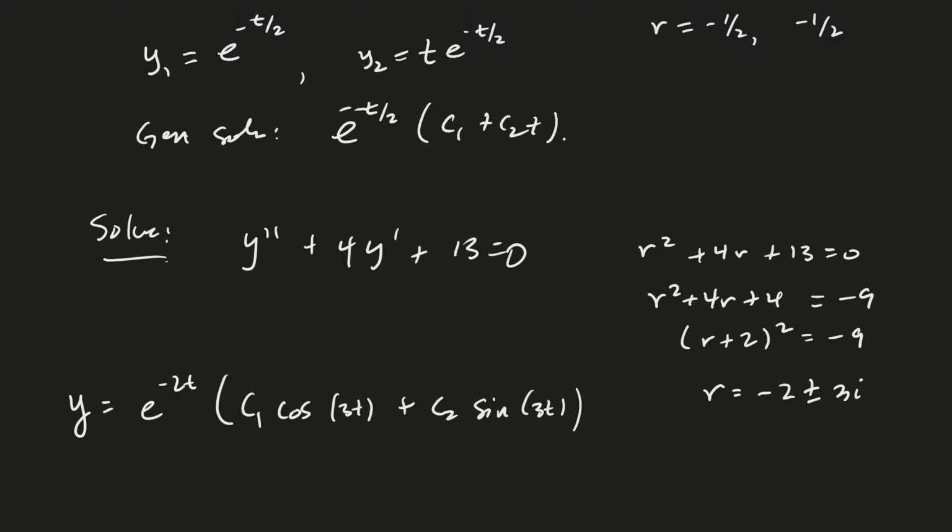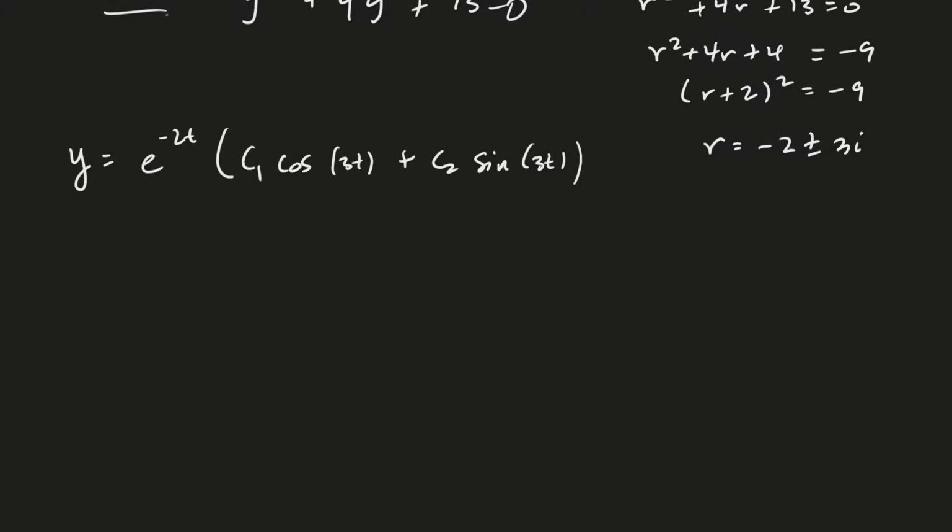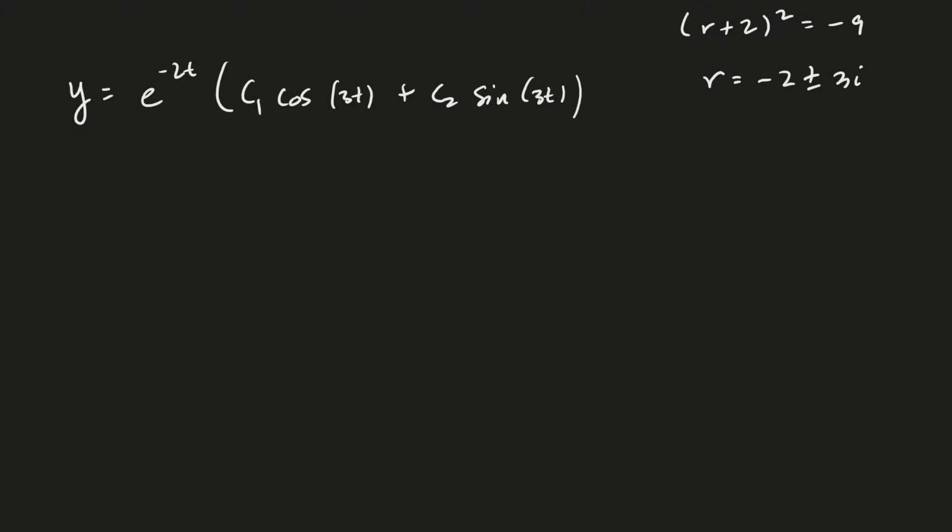Did you get that one? All right. How about one more? Two more, maybe. So, how about y double prime plus y prime minus 2y equals 0. So again, pause if you want to try to solve that on your own. Okay, otherwise we continue.